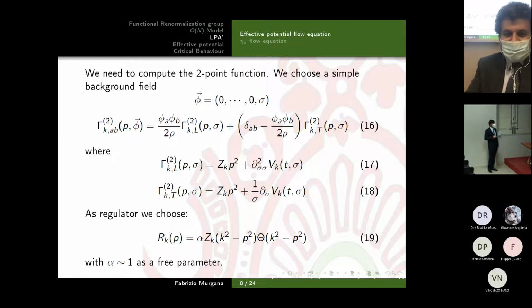Then the next ingredient is the regulator. And since we are in LPA prime, you need to put this Z_k in front of the regulator in order to preserve the scale invariance. And then the regulator we choose is the Litim regulator with this theta. And then alpha is a free parameter you can tune in order to obtain better results.